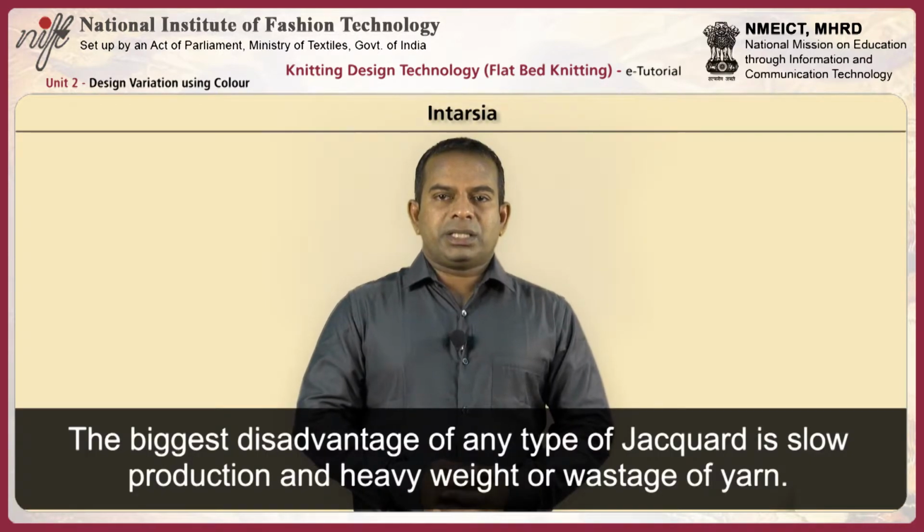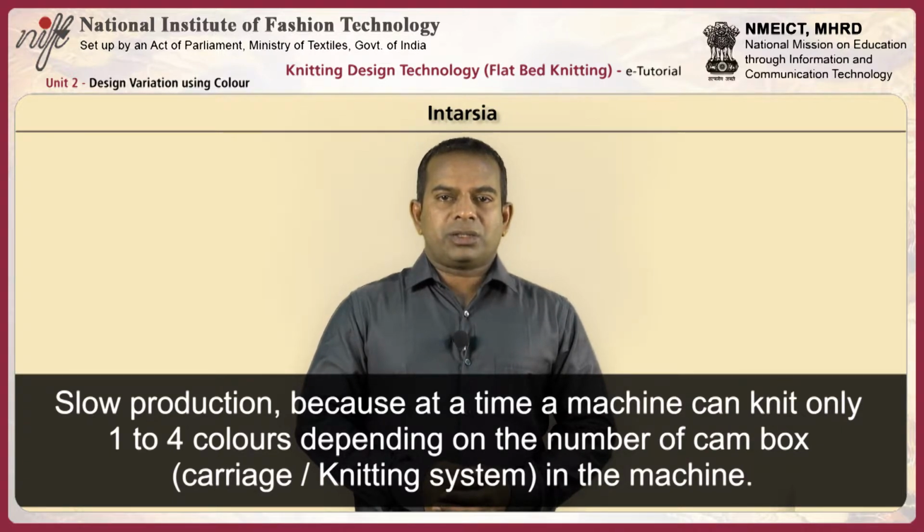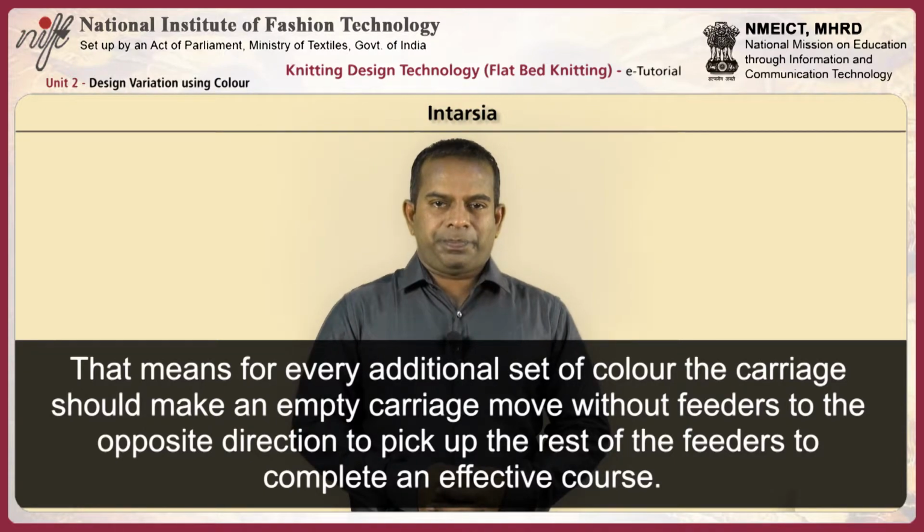The biggest disadvantages of any type of jacquard are slow production, added weight and wastage of yarn. Slow production because at a time a machine can knit only 1 to 4 colors depending on the number of knitting systems in the machine. That means for every additional set of colors, the carriage should make an empty move without feeders to the opposite direction to pick up the rest of the feeders to complete an effective course.